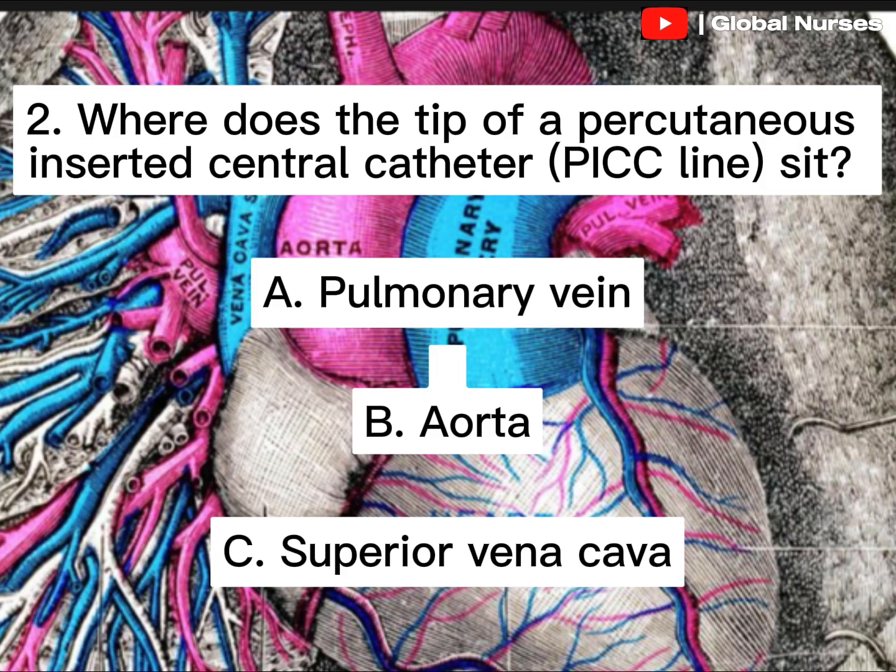2. Where does the tip of a percutaneous inserted central catheter PICC line sit? A. Pulmonary vein. B. Aorta. C. Superior vena cava.